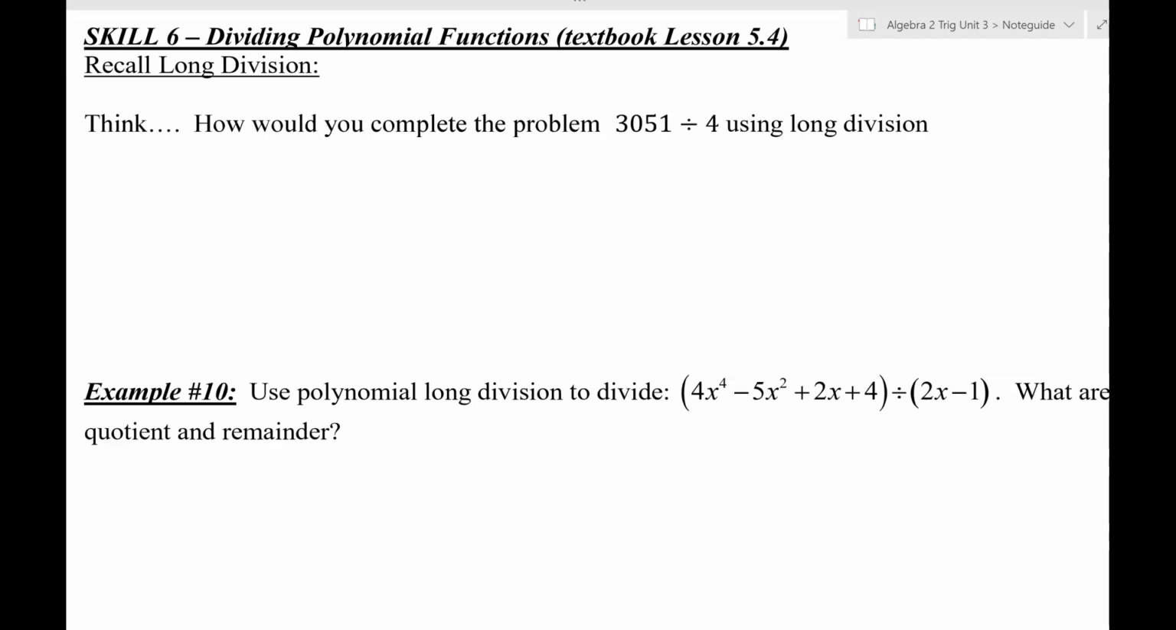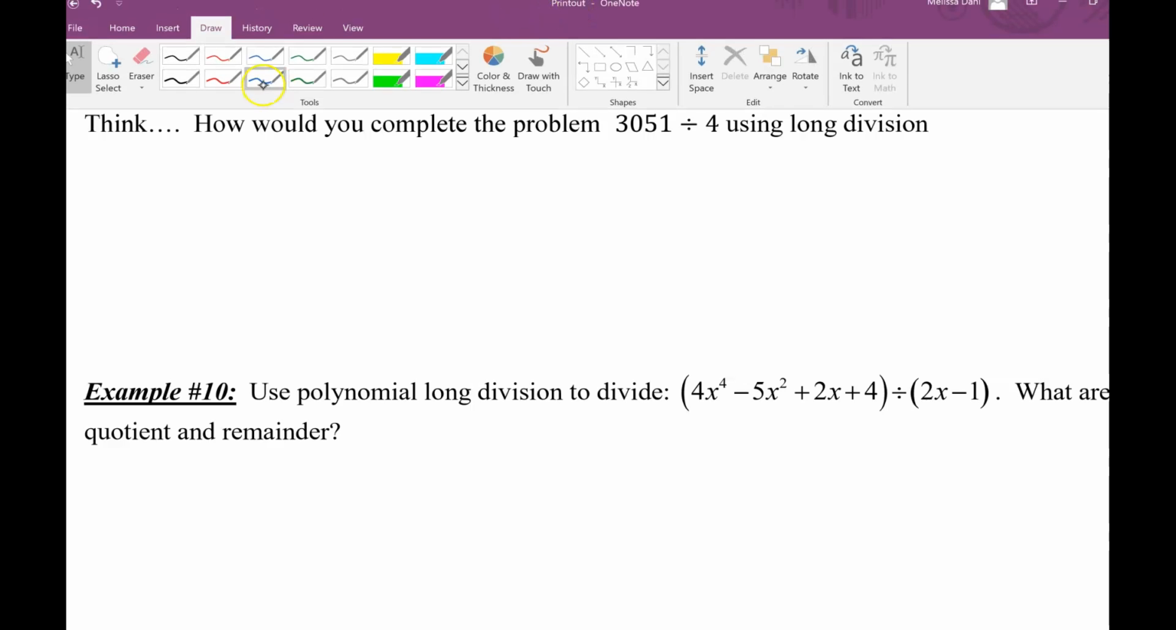So we're going to focus on division, but doing division with polynomials. Before we dive into what it looks like with a polynomial, the process is technically the same as when you do it with numbers, but of course it looks a little different and more complicated when using polynomials. So let's just review how we do long division with numerical values.